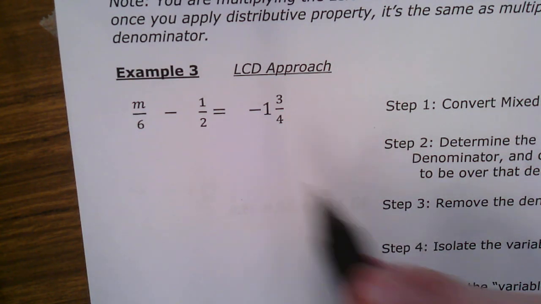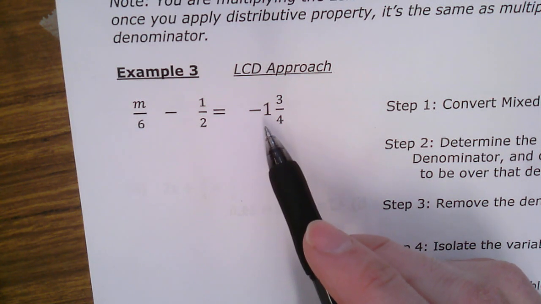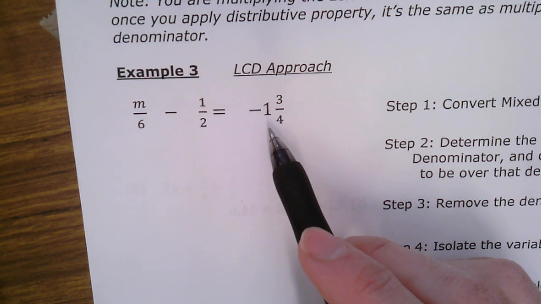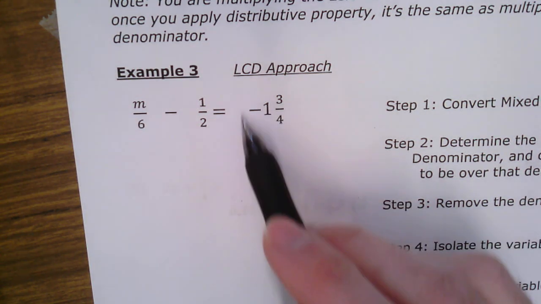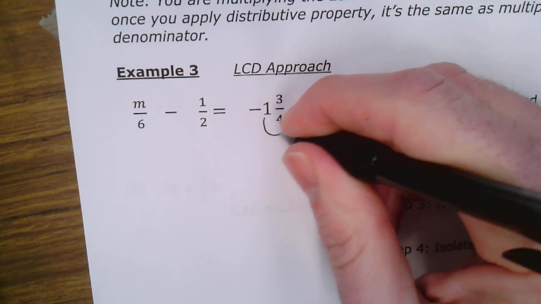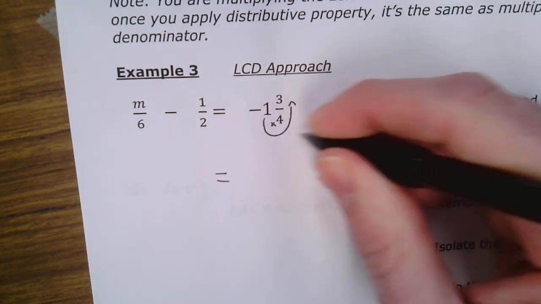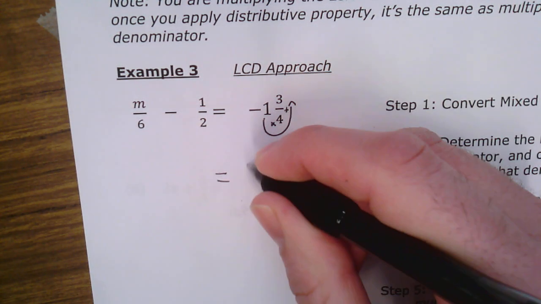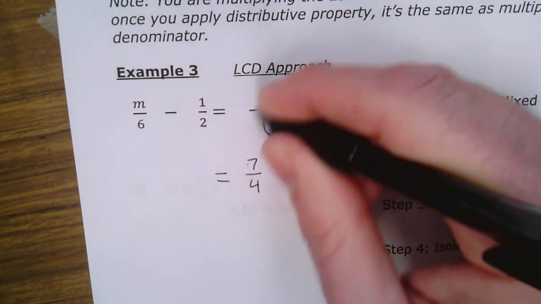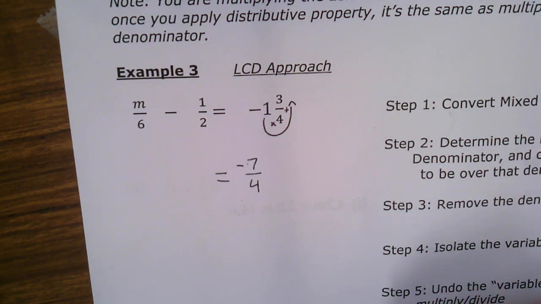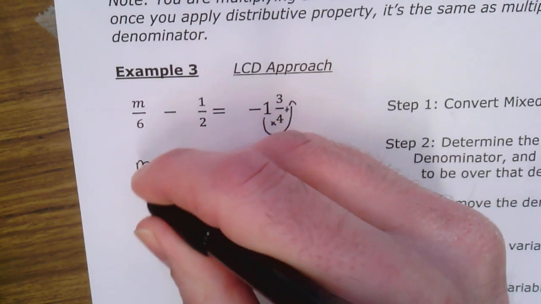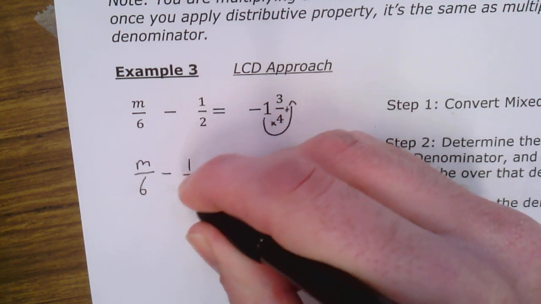There we go. We want to get a common denominator. Before that, I hate those fractions, I don't like to work with mixed numbers, so I'm going to convert negative 1 3/4. I'm going to go one group of 4 is 4, and 3 more is 7/4, and we know that it's a negative value, okay? And we have m divided by 6 minus half.